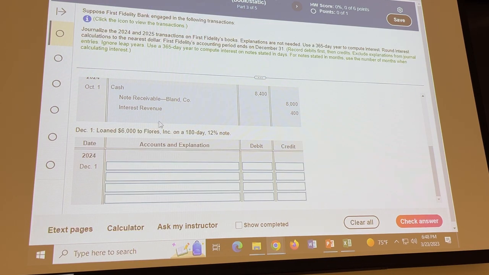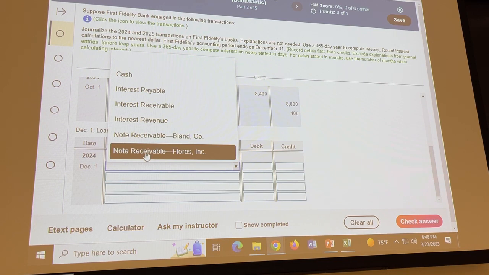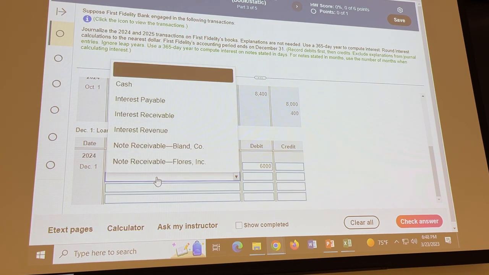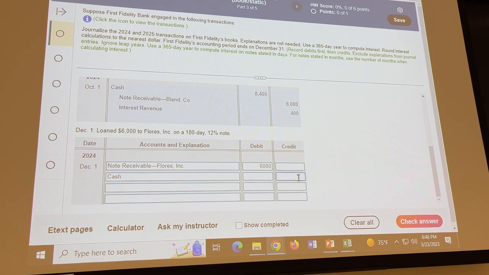Okay, the other one, notice it says it's a 180-day note. So here we have to keep track of it in number of days instead of months. And up at the top of the problem, it says use a 365-day year to compute interest on notes stated in days. So first of all, they loaned $6,000 to Flores Inc. So we will debit note receivable Flores Inc. for $6,000. We will credit cash $6,000.